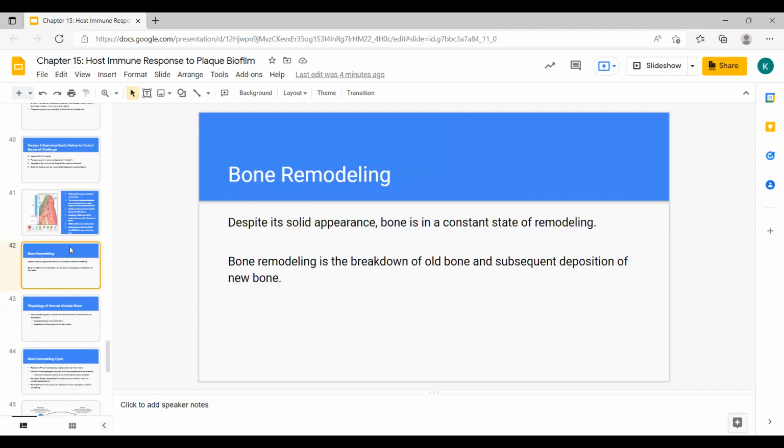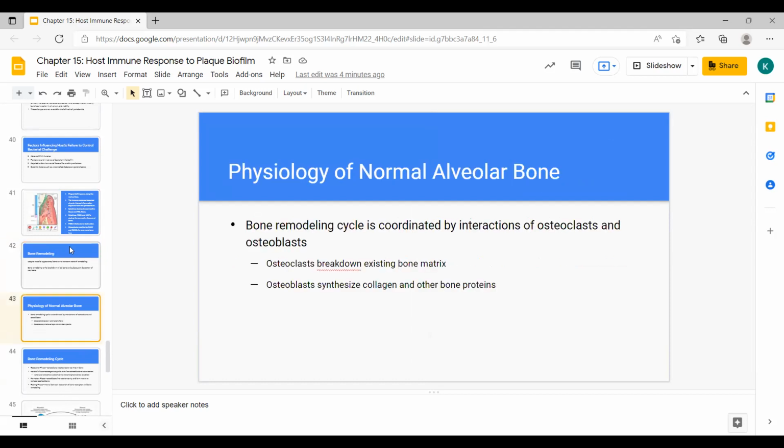Bone remodeling. Despite its solid appearance, bone is in a constant state of remodeling. We talked about this a little bit when we talked about ortho. Bone remodeling is the breakdown of old bone and subsequent deposition of new bone. In the physiology of normal alveolar bone, the bone remodeling cycle is coordinated by interactions of osteoclasts and osteoblasts. Our osteoclasts are going to break down existing bone matrix, and our osteoblasts synthesize collagen and other bone proteins to lay down new bone.